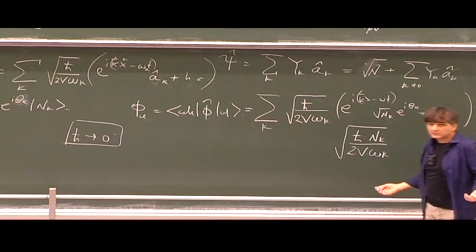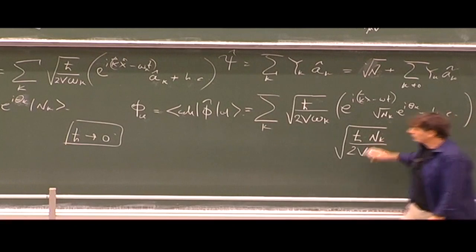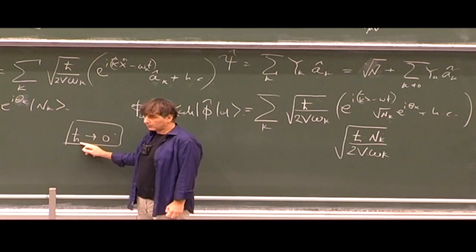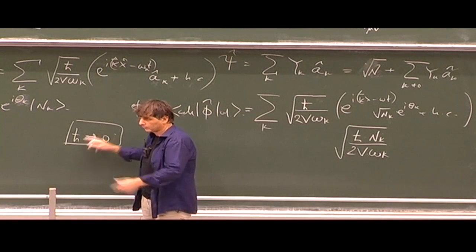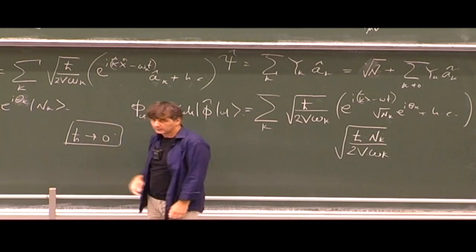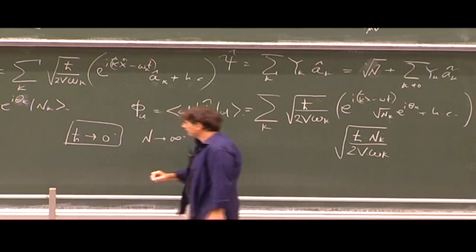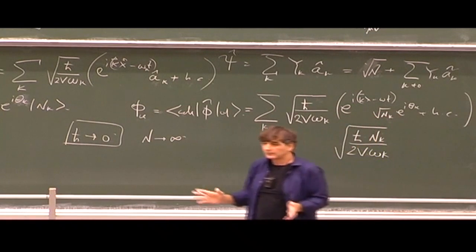Now, who survives when h bar goes to 0? Well, states with high occupation number density survive, okay? So in other words, the classical field means the limit when h bar goes to 0, occupation number going to infinity, if you keep the classical field finite. So numbers go to infinity. Therefore, this is extremely important.